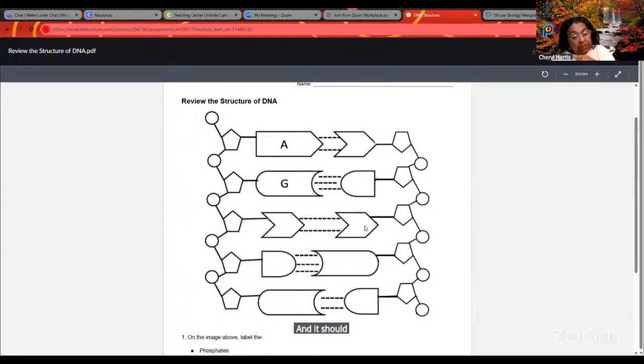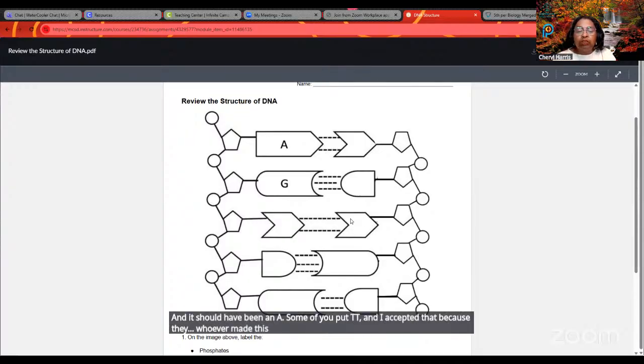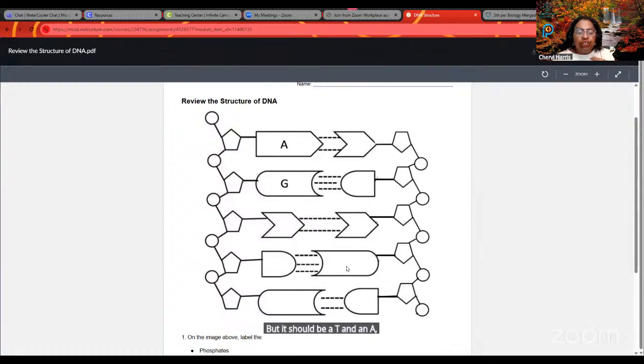Some of you put TT and I accepted that because whoever made this worksheet was supposed to make this a longer box, but it should be a T and an A, and then a G, a C and a G, and then a G and a C again. So the shape gave you a clue as to what it was supposed to be because all the bases are going to have the same shapes. So they fit like puzzle pieces.